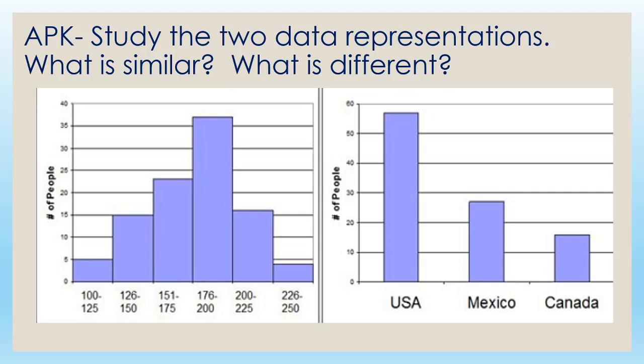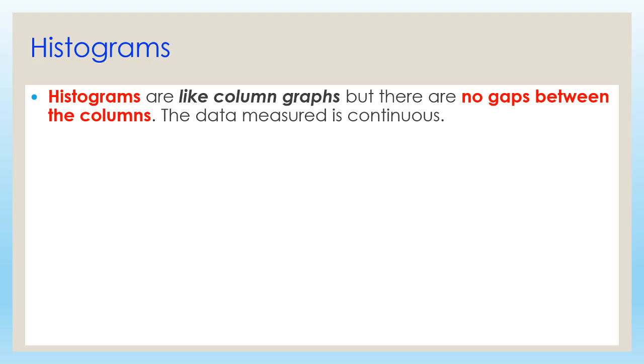So here I have two data representations. Notice what's similar about them, notice what's different. The one on the left is a histogram, and the one on the right is a column graph. Now histograms are like column graphs, but there's no gaps between the columns. That's because the data that we're measuring is continuous.